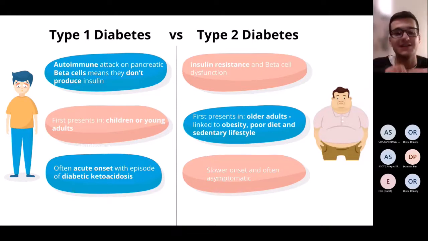And another key difference is the speed of onset. Type 1 diabetes often presents as a diabetic emergency called diabetic ketoacidosis, which is a very acute onset, and we'll talk more about that later. Whereas in type 2 diabetes, often those patients are completely asymptomatic, or the onset is just much slower with symptoms like polydipsia, polyuria, etc. Slow wound healing.